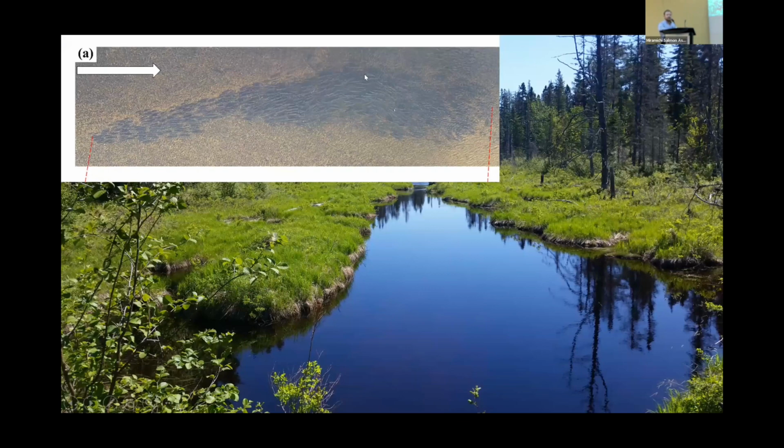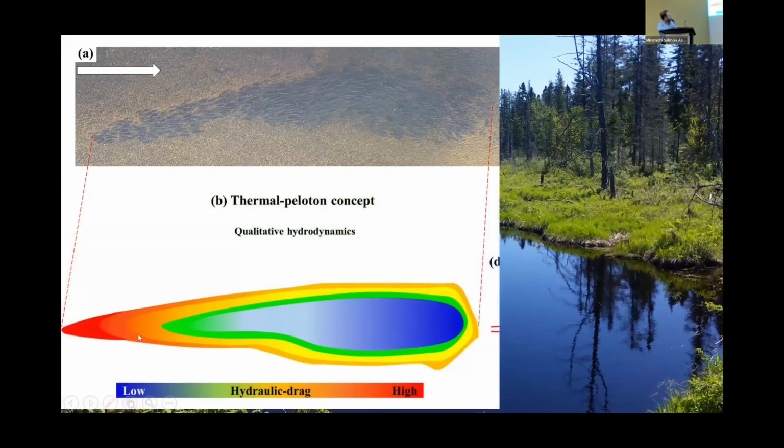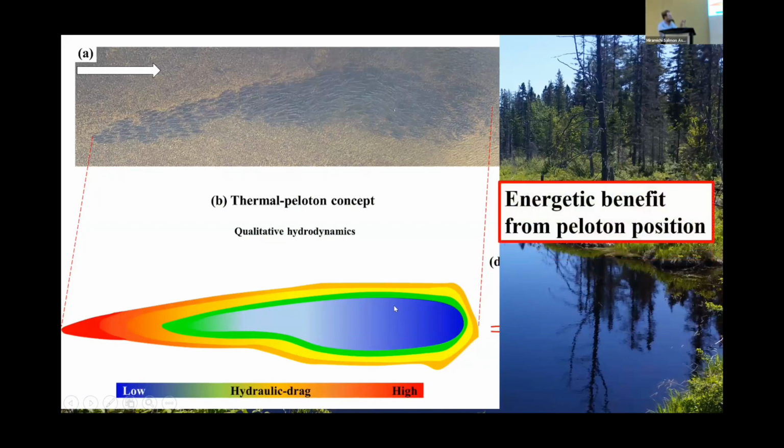Bigger fish are in here. It's the paper Tommy and I are working on. Bigger fish are here, smaller fish are here. This is what it looks like in terms of hydraulic drag. So the fish at the front get walloped, and the fish in here are doing energetically better. So there's an energetic benefit in the peloton position. Lower velocity here. So it's velocity and temperature and fish size.